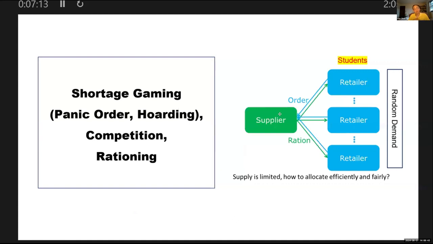So this is the game setup. We have one supplier serving multiple retailers, and students will play the retailer teams. The retailer will place an order, and the supplier, depending on the supply, will ration the supply to each of the retailers.